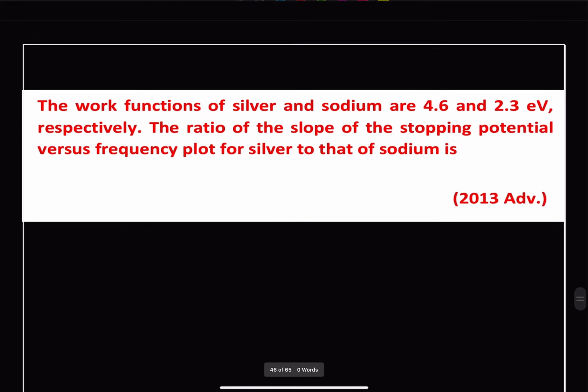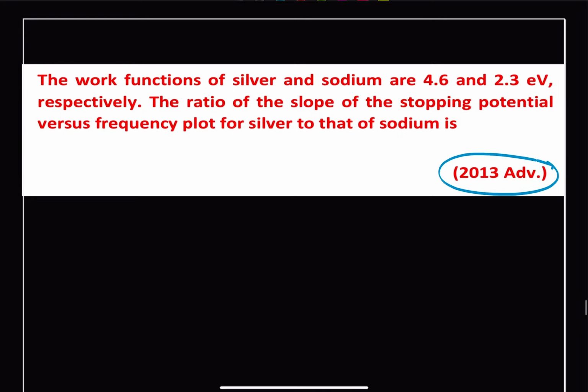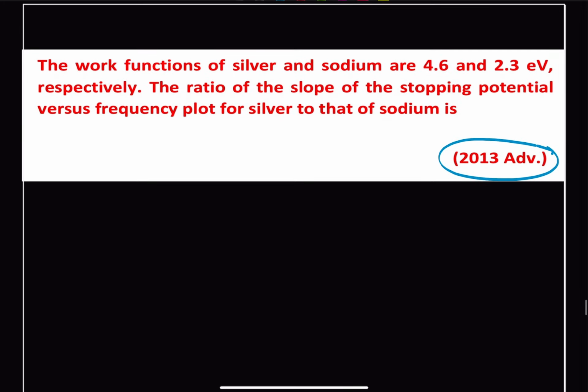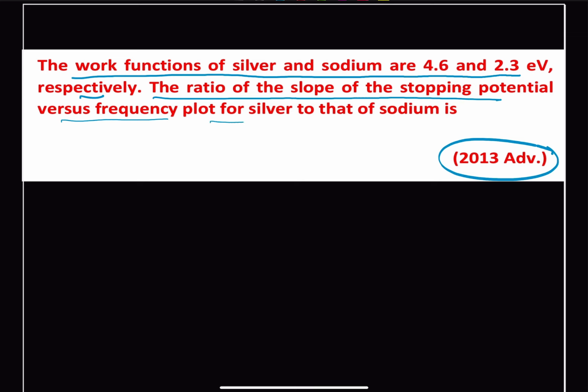Next question. It was asked in the 2013 Advanced, and it states that the work function of silver and sodium are 4.6 and 2.3 electron volt respectively. The ratio of slope of stopping potential versus frequency plot for silver to that of sodium is.